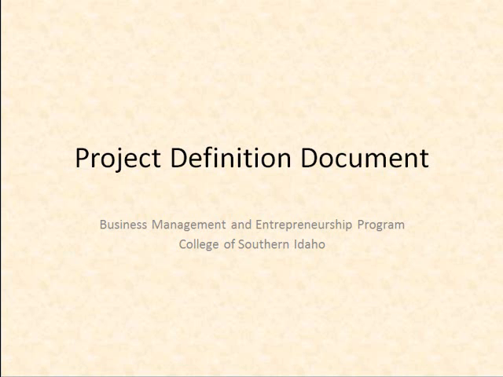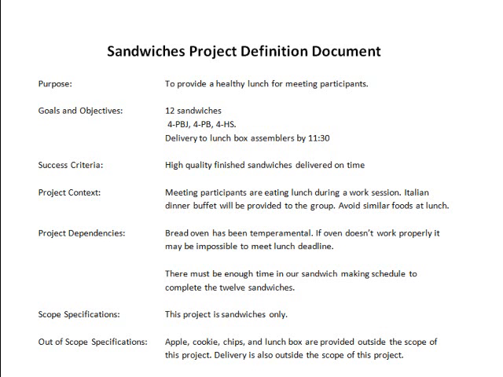In this sample project that we're going to be working on, we're looking at making sandwiches. So let's walk through the project definition document using this as our example. The first thing we're going to look at is the purpose, and that's the overarching purpose, the why are we doing this project. In this case, we're creating lunch sandwiches for meeting participants. That's an overarching reason. Then you get into the goals and objectives, and those are the measurable items that you need to be able to accomplish in order to succeed with the project.